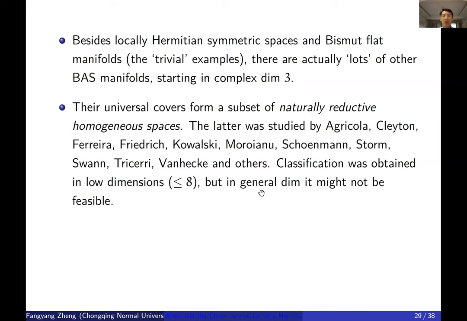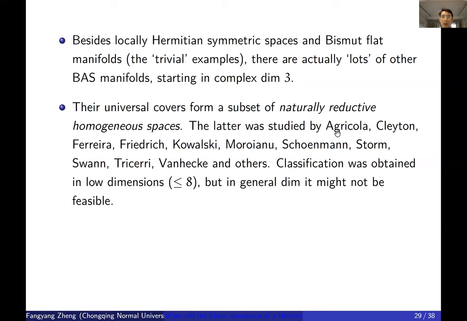I think Ramiro and others, and Emilio, you guys are all experts who know much more about homogeneous spaces than me. So this seems to be a classic object of study in locally homogeneous manifolds. Naturally reductive simply means that the characteristic connection has skew-symmetric torsion. Basically, you have a metric connection with parallel and skew-symmetric torsion.